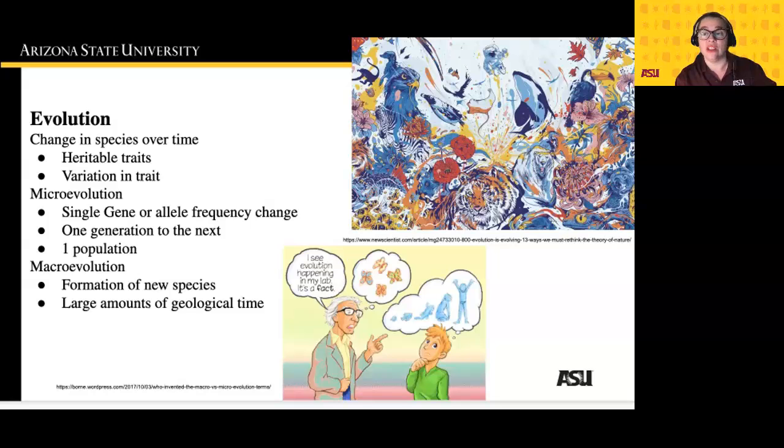Macro, conversely, looks at large-scale change. When studying macroevolution, we're looking at the species level, not the population level. So as microevolution changes accumulate over time, they can lead to the creation of new species, which is demonstrating macroevolution.